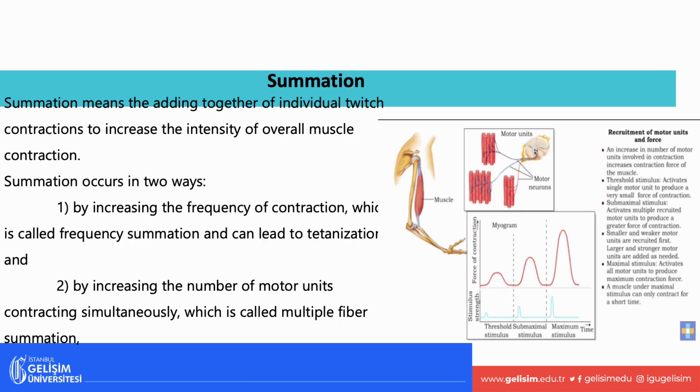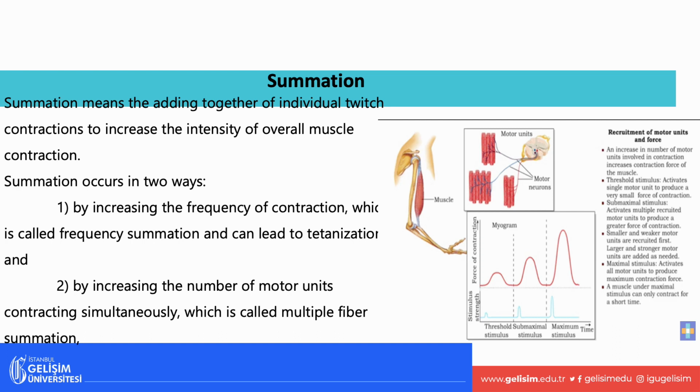Summation in physiology refers to the increase in force or tension produced by a muscle fiber or group of muscle fibers in response to repeated stimuli. It involves the adding together of individual twitch contractions to increase the intensity of the overall muscle contraction. Now, there are two types of summation that can occur in muscle fibers.